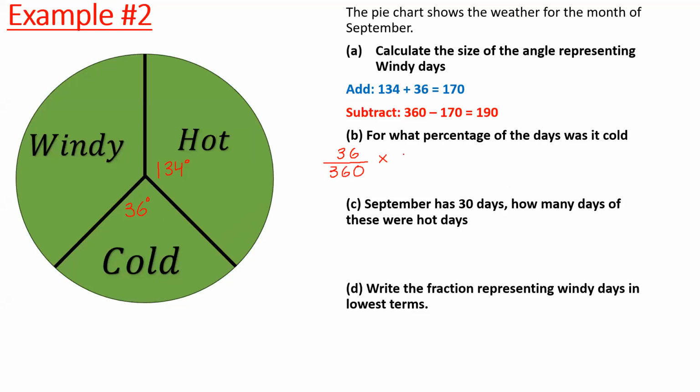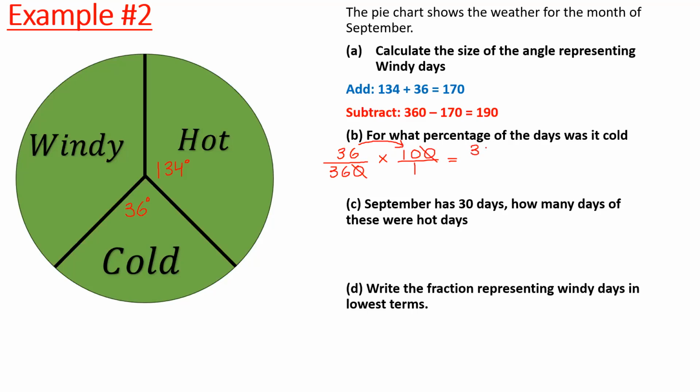Why are we multiplying by 100 over 1? Because we're trying to find the percentage. Good. What are we going to do at this point? Cancel the zeros. This 0 cancels with that 0, so that's equal to 36 times 10. What is 36 times 10? 360.